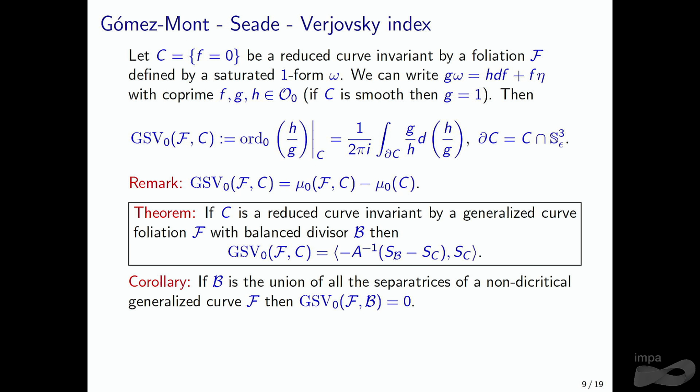As a corollary, we obtain something that wasn't already known, but we have proved it in another form. If B is the union of separatrices of a non-critical generalized curve, then the GSV index is 0.